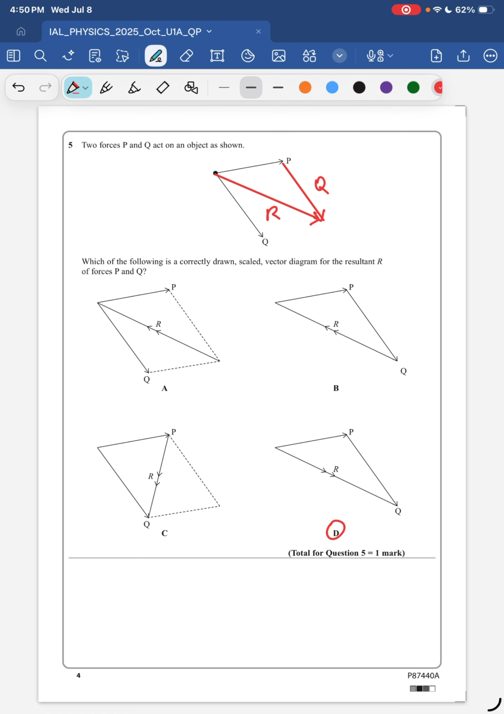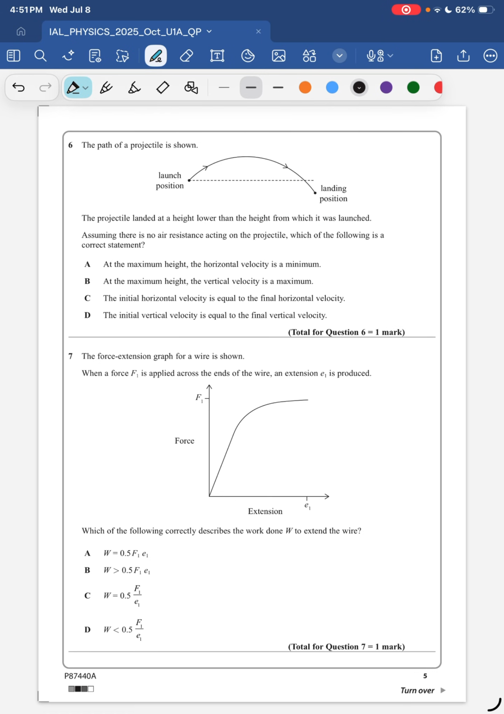Let's move on. Question 6. The path of a projectile is shown. The projectile landed at a height lower than the height from which it was launched. Assuming there is no air resistance acting on the projectile, which of the following is a correct statement? A, at the maximum height, the horizontal velocity is a minimum. That's totally false because the horizontal velocity is constant if there is no air resistance.